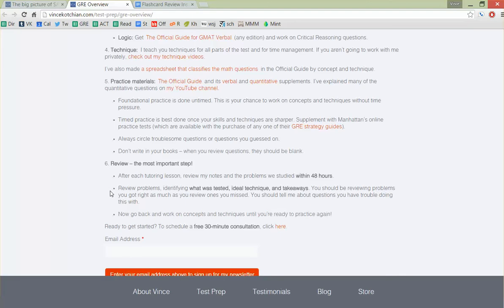However, you don't want to just get things right if you want to be good at the GRE. You want to be able to explain them and be confident that you know exactly how that question works and why the answer choice that you picked is correct. So you want to try to identify what was tested, ideal technique, and takeaways for any question, whether you get it right or wrong. Now, I know that's time consuming. It takes more mental energy than just getting a question right, but it's so valuable because it's going to make you better at the test.